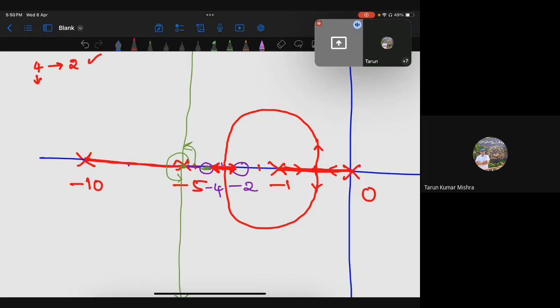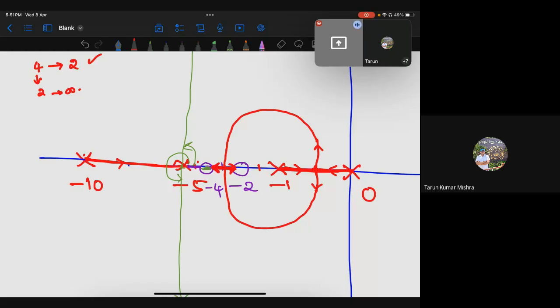Then we said that out of four poles, two poles will go to infinity. These are two poles, -10 and -5. They simply start at -10 and -5. If you check their angles, they are in opposite directions. So they basically follow these asymptotes. These are two asymptotes, the green lines.